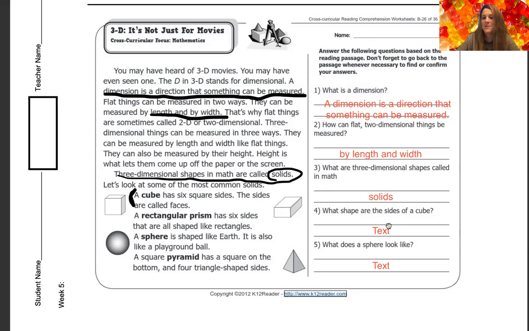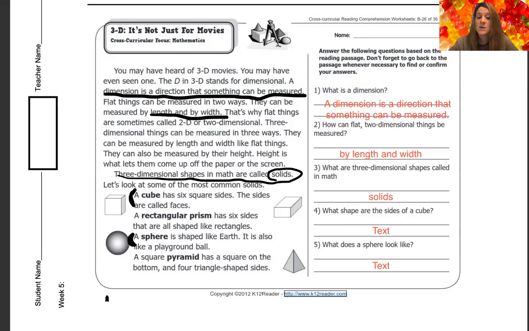Okay, write that down right here. Question number 5, what does a sphere look like? Again, I'm going to have you guys write that down. You're going to look right here where it talks about a sphere, and you're going to write down what a sphere looks like. It says a sphere is shaped like Earth.